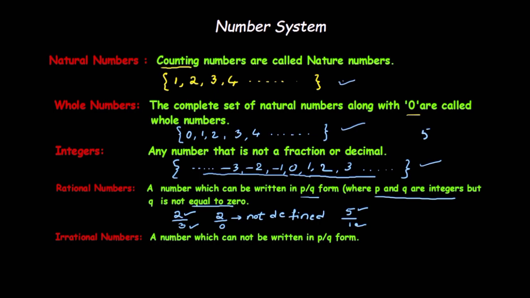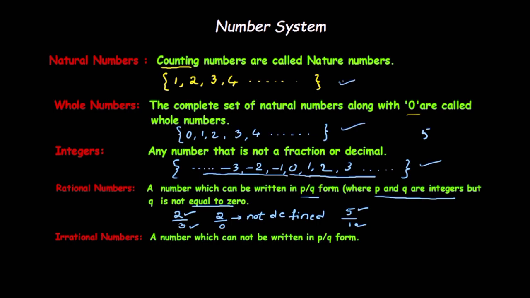Now can you answer one question here? Give me an example of an integer which is not a whole number. Yes, that is a negative number, we can take -1, -2, -3, and so on. And can you give me one more example, a whole number which is not a natural number? Yes, that is 0. 0 is a whole number but it is not a natural number.